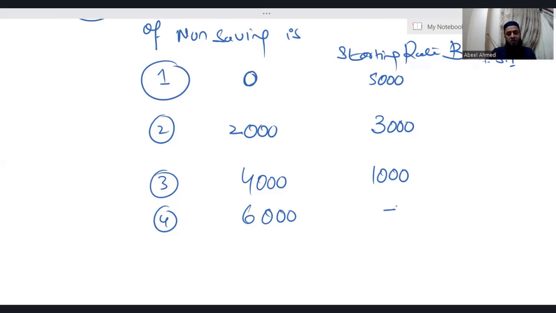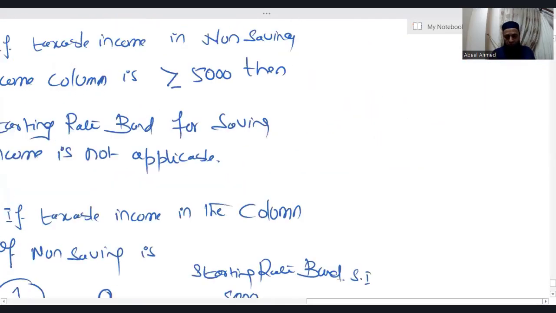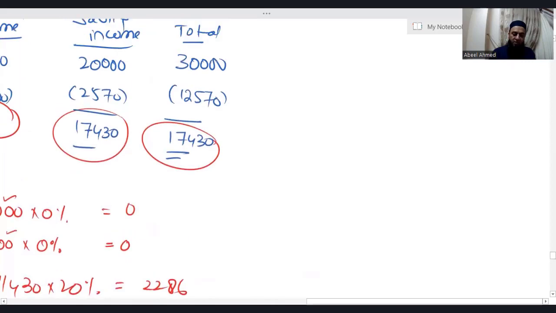So I've given you plenty of examples of how much starting rate band would be available to you. Now let us introduce the third source of income, which is dividend income. What if an individual is getting some income from non-saving income, some from saving income, and some from dividend income as well? How do we apply tax, and what are the tax rates for dividend income? Actually, for dividend income, we have the lowest tax rates, and these tax rates will be given to you in the exam, don't worry at all.